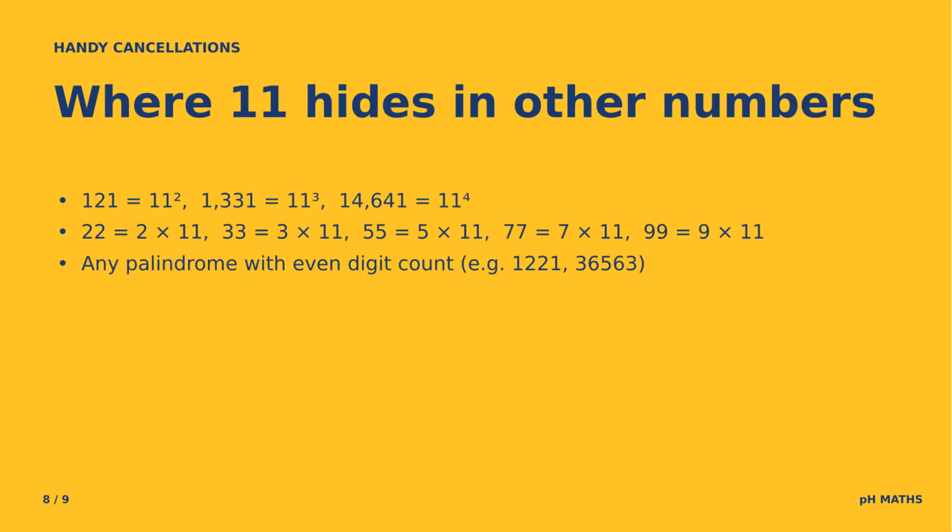Where 11 hides: 121 is 11 squared, 1331 is 11 cubed, 14641 is 11 to the fourth. 22, 33, 55, 77, 99, these are all multiples of 11, and every palindrome with an even number of digits, like 1221 or 36563, divides by 11. Try it on a calculator. Always works.